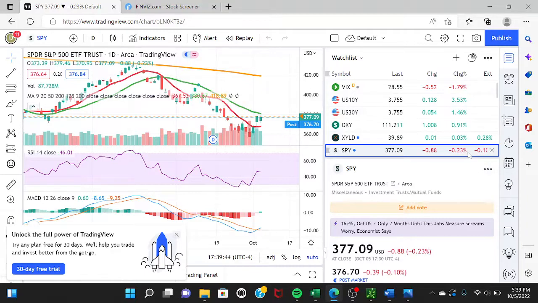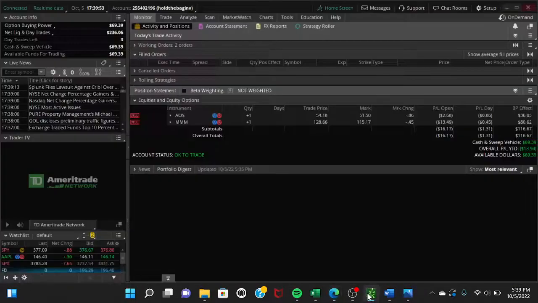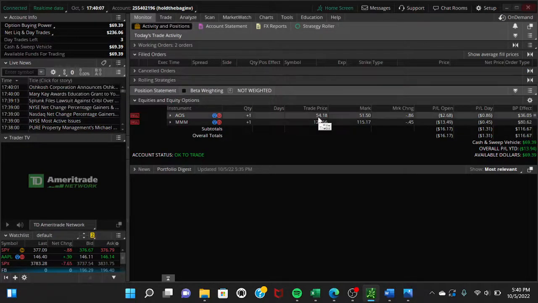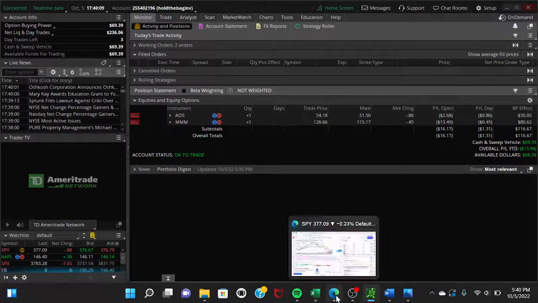Let's go to our account here. We have two positions left, AOS and 3M. We have 69 bucks, so that means we don't have enough for the 3M. That's 128 bucks, but we do have enough for this AOS, so let's take a look.